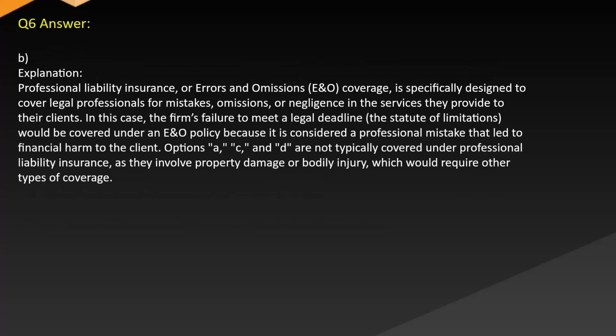Answer: B. Explanation. Professional liability insurance, or errors and omissions (E&O) coverage, is specifically designed to cover legal professionals for mistakes, omissions, or negligence in the services they provide to their clients. In this case, the firm's failure to meet a legal deadline, the statute of limitations, would be covered under an E&O policy because it is considered a professional mistake that led to financial harm to the client. Options C and D are not typically covered under professional liability insurance as they involve property damage or bodily injury, which would require other types of coverage.